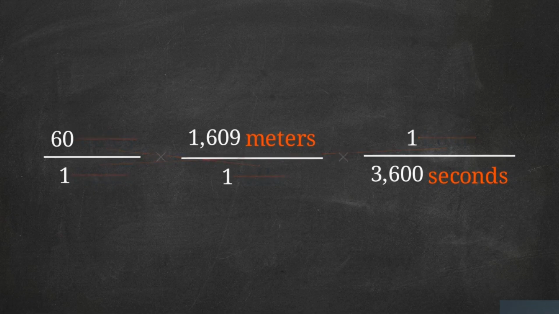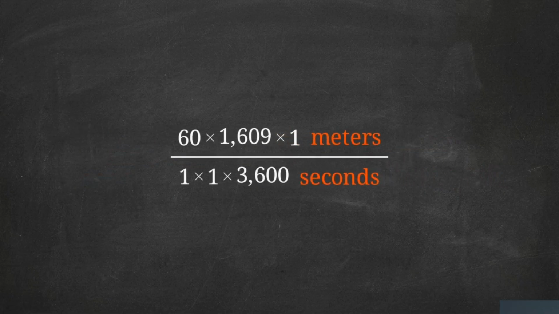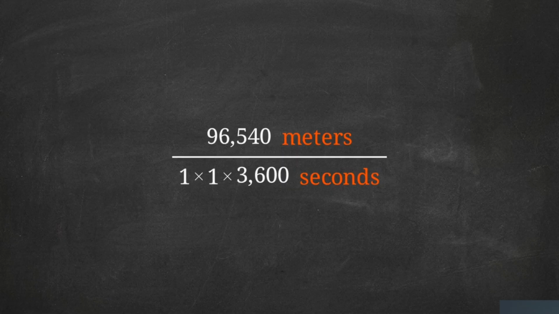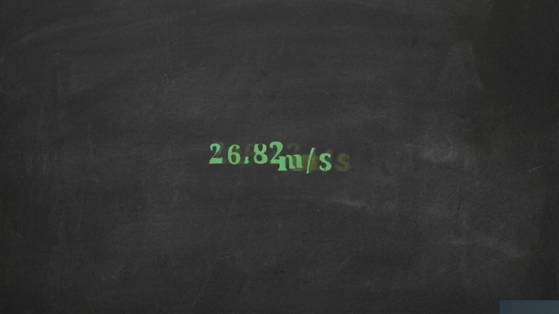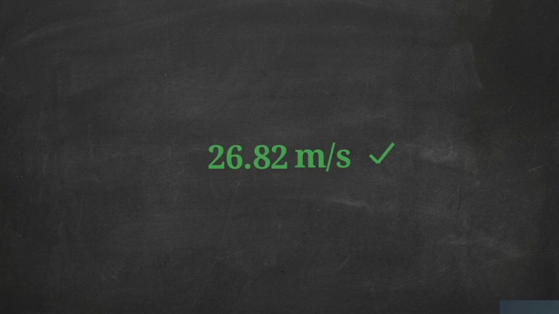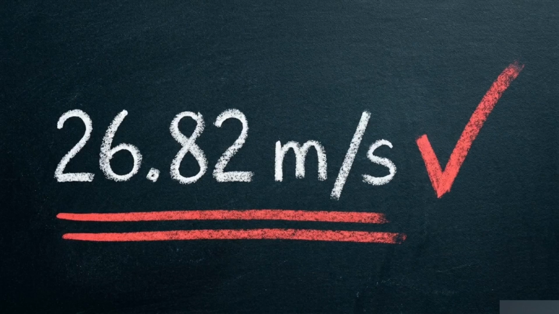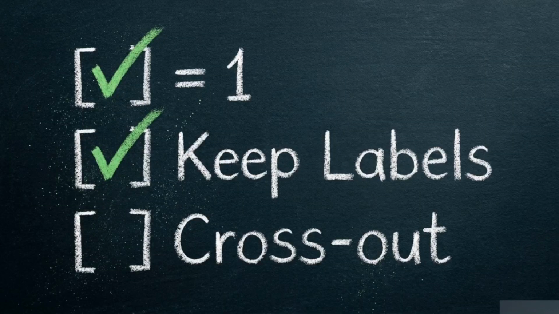With the right units confirmed, we execute the final arithmetic. We multiply all the top numbers together to get 96,540 and divide that by the 3,600 on the bottom, resulting in our final solution, 26.82 meters per second. This cascading logic provides a consistent method for handling complex conversions, replacing the need for memorized formulas with a self-verifying process. The rules are strict but simple. Write your conversion as a fraction equal to 1, retain all alphabetical labels, and cancel identical opposites.